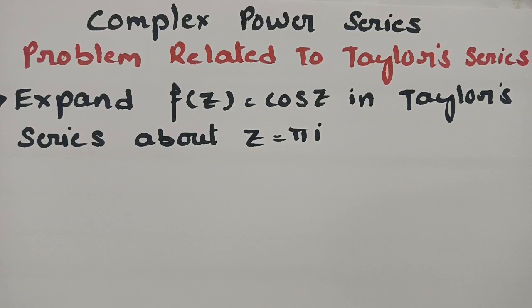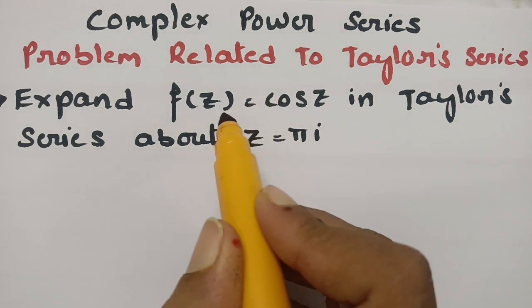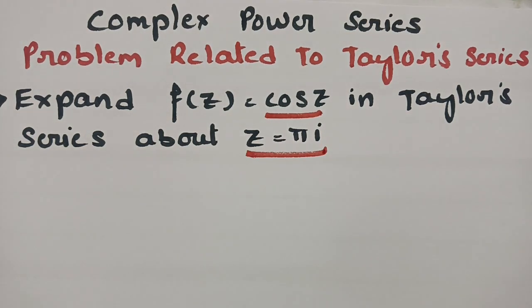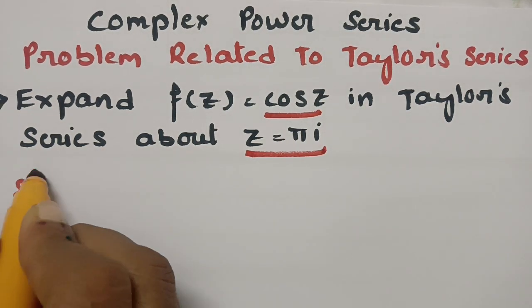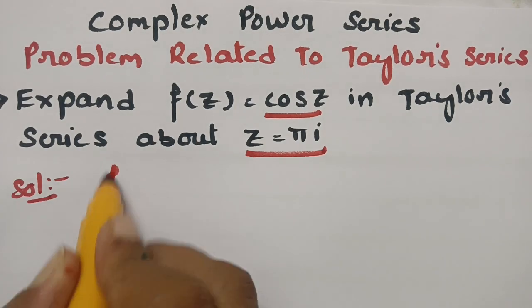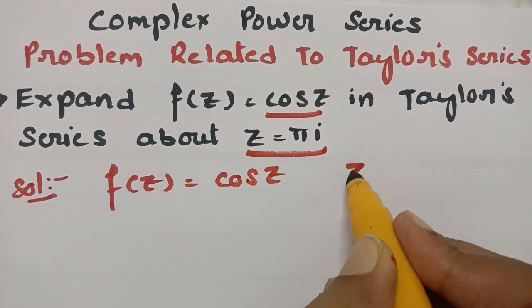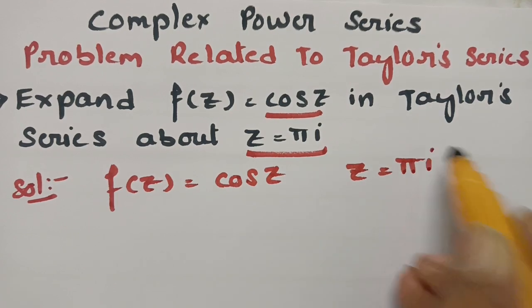Today's video is on the problem related to Taylor series, and this topic is from complex power series. In today's video I am going to expand f of z is equal to cos z in Taylor series about z is equal to pi i. See, in the solution, it is given as f of z is equal to cos z, and the region here is z is equal to pi i.